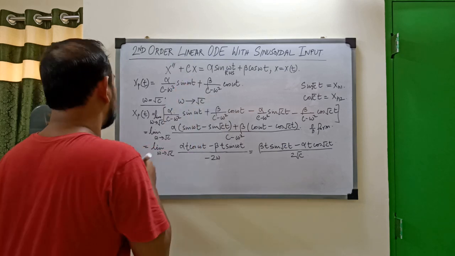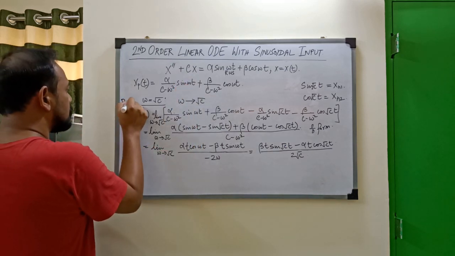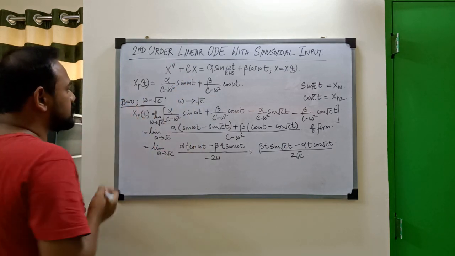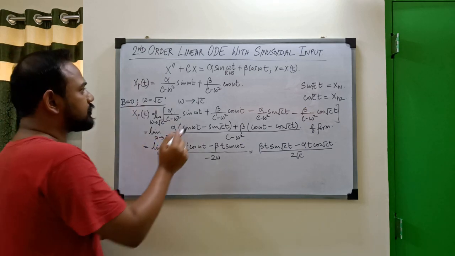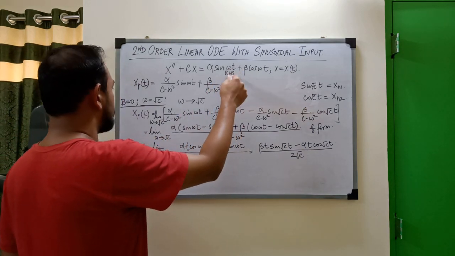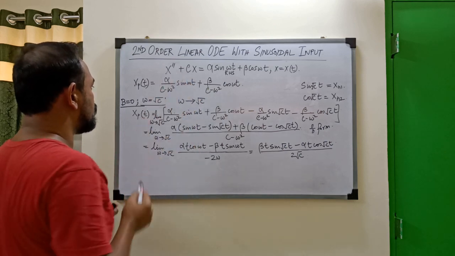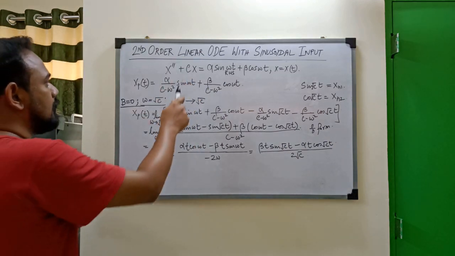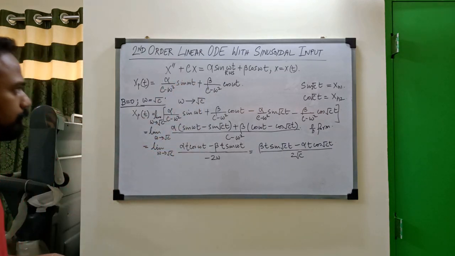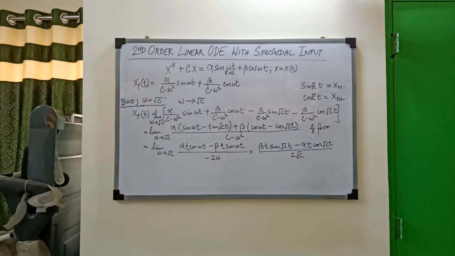That's the particular solution when we have two conditions. One is there is no damping, b is equal to 0, and when the external interference has a frequency matched with the spring constant, which is represented by the capital C.